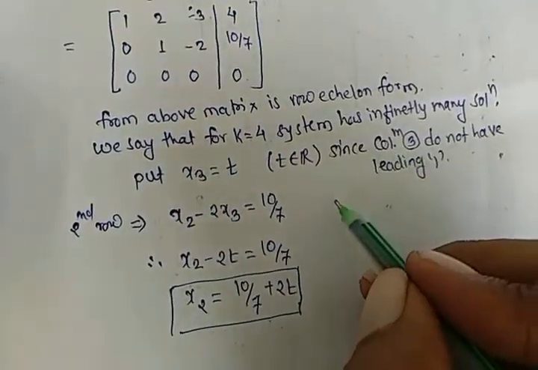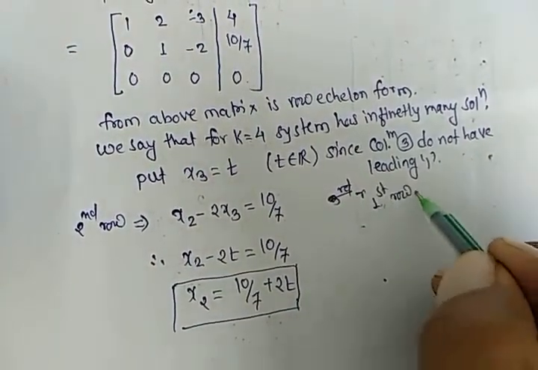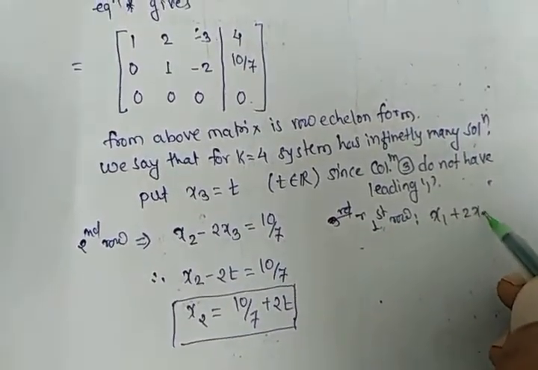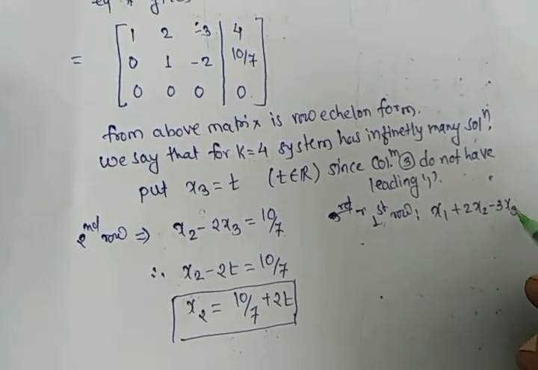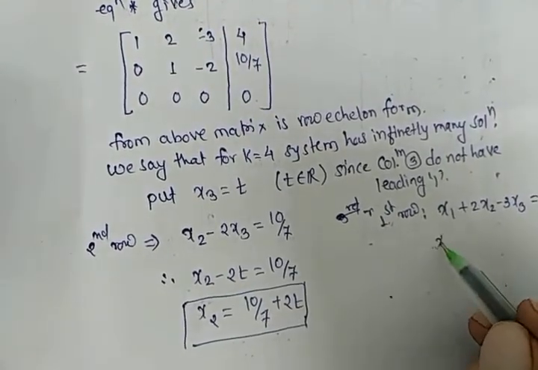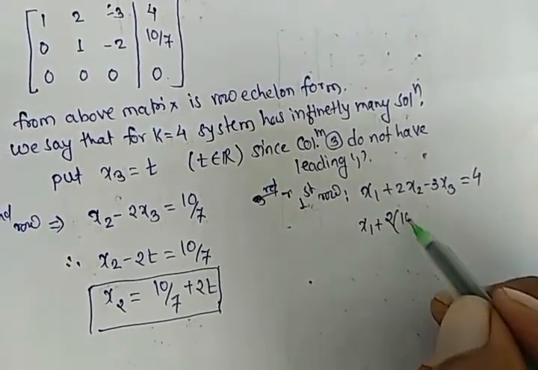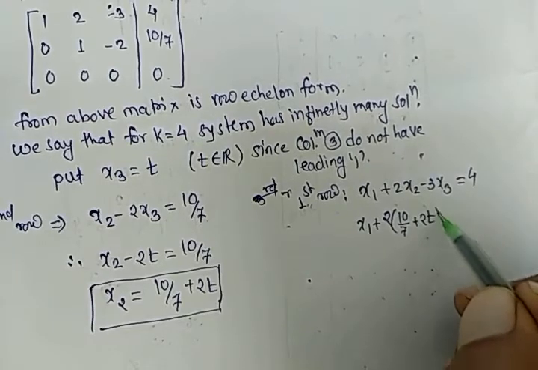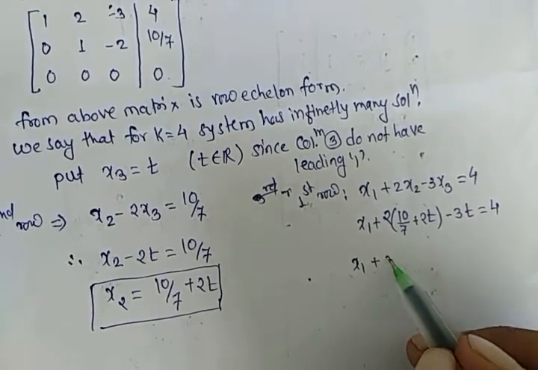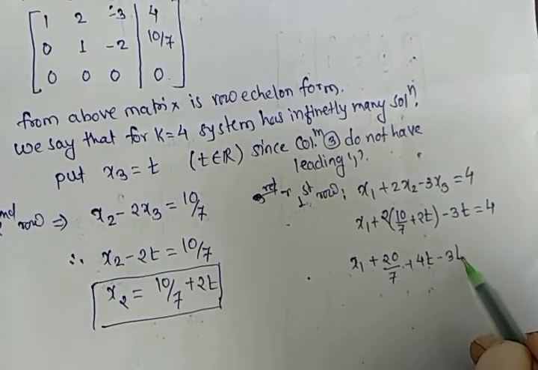And from the first row we have x1 plus 2x2 minus 3x3 is equal to 4. Now we put the values of x2 and x3, which is x1 plus 2 into x2, which is 10 upon 7 plus 2t, minus 3 into t is equal to 4. So we get x1 plus 20 upon 7 plus 4t minus 3t is equal to 4.